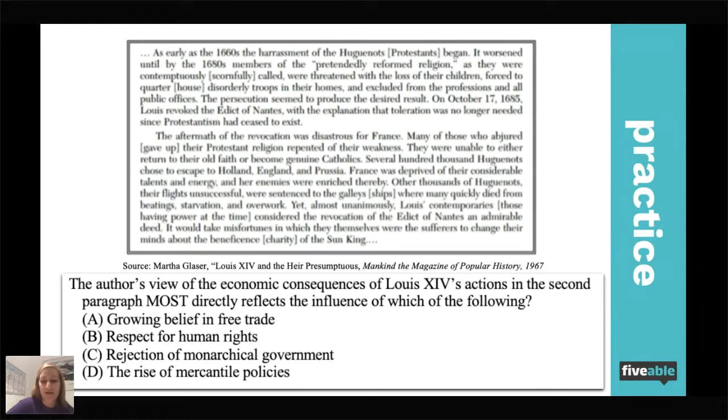So in comments, answer what you think is the correct response. The author's view of the economic consequences of Louis XIV's actions in the second paragraph most directly reflects the influence of which of the following? So let's go back. If we were underlining these things, what would be the economic consequences? They fled France. Though they were hard workers, they went to other countries, and that was a loss to the French economy. So A, B, C, or D, what do you think is the answer here?